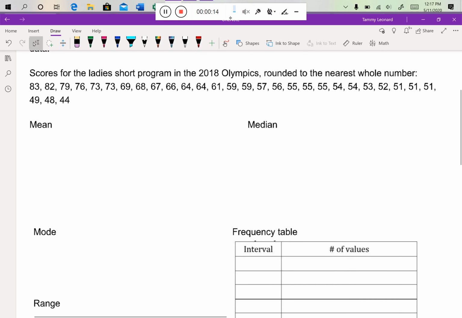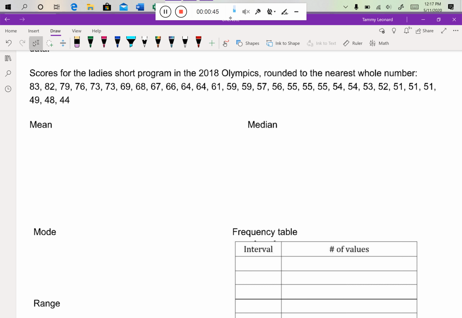Let's review. Today we have a new data set, the scores for the ladies' short program in the 2018 Olympics, rounded to the nearest whole number. If you watch ice skating, then you know that the skating scores are given out to like the nearest hundredth or so. But that would get really tedious for our purposes here. So I found the actual data for the ladies short program from the 2018 Olympics, and then I just rounded all the numbers off to the nearest whole number to make them a little bit easier to work with.